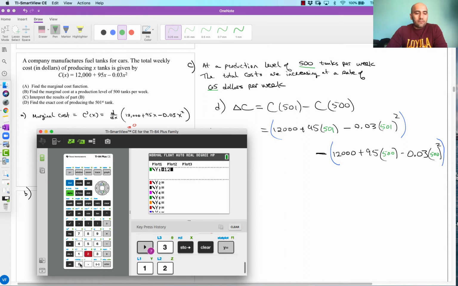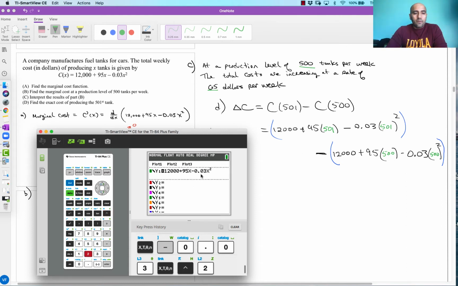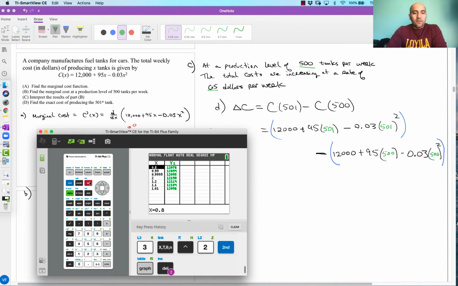That'll be 12,000 plus 95x minus 0.03x to the power of 2. Okay, so here's my equation. And now I go to table and delete these. If you don't know what I'm doing here, I've covered this in a previous video. I think even back in video 1, I did a more detailed explanation of how to do this. So you can go back to 2.1, and somewhere in the middle there, I do a more detailed explanation of this. But hopefully you're familiar with it now.